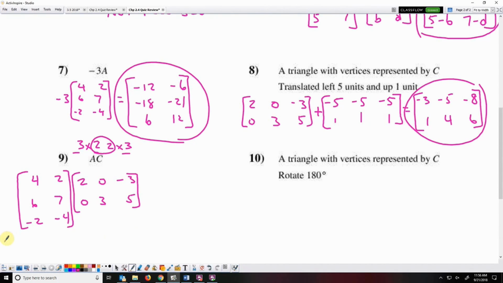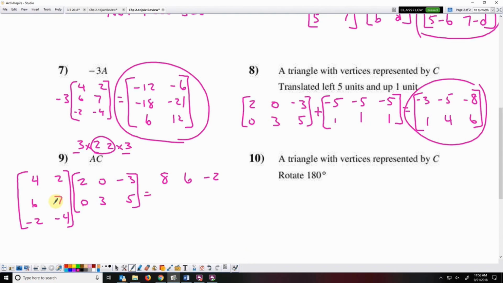Okay, so I need to multiply those two matrices. So when I multiply the first row by the first column, then by the second, and then the third column. So I've got 4 times 2, which is 8, and 2 times 0, which is 0. 8 plus 0 is 8. Then the first row by the second column, 4 times 0 is 0, plus 2 times 3 is 6, so 0 plus 6. And then by the last column, 4 times negative 3, that's negative 12. 2 times 5 is 10, negative 12 plus 10 is negative 2. So that is our first row.